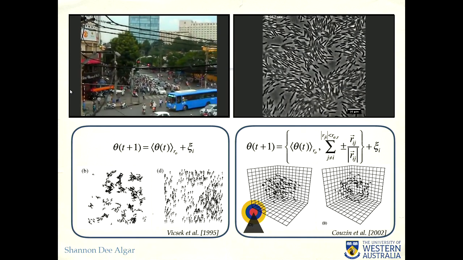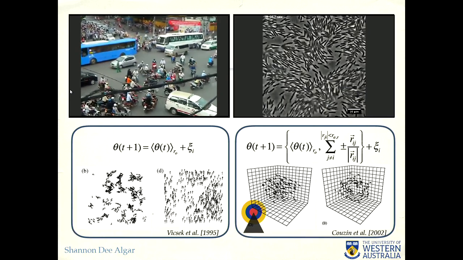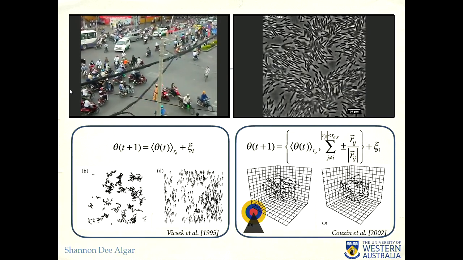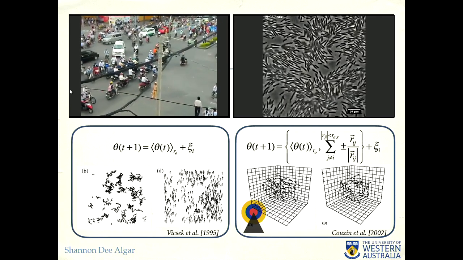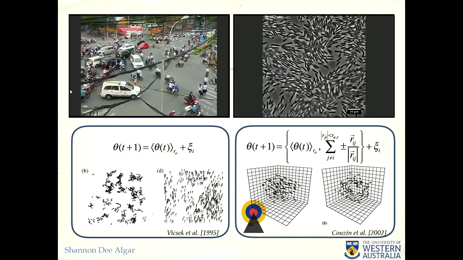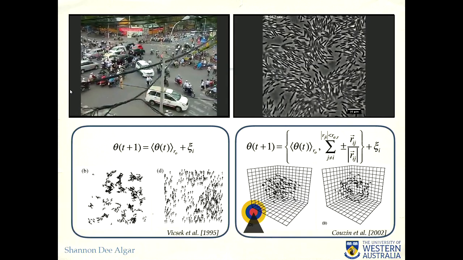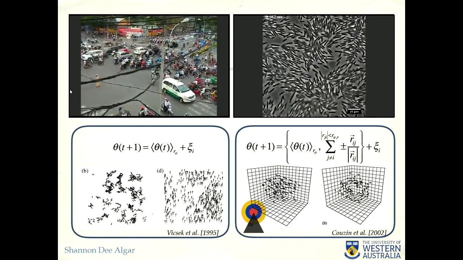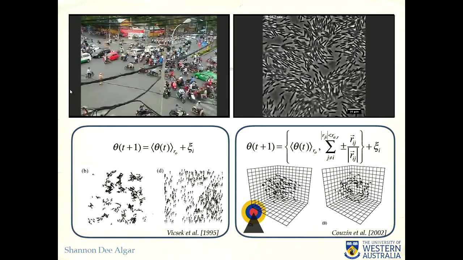So he uncovered similar behavior when his particles followed a really simple rule. All these particles were meant to do is align with their neighbors. So they adopt the average directional heading of everyone around them within some radius. And that was enough to produce dynamics like this.